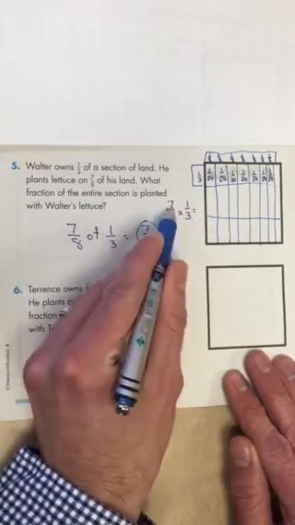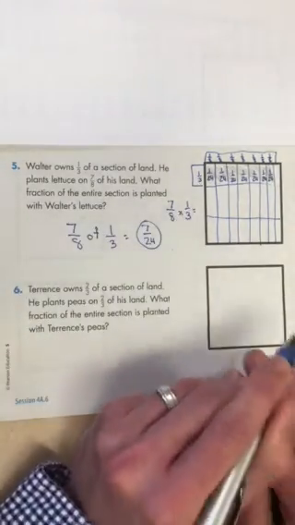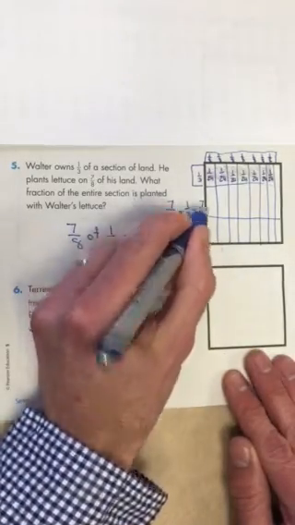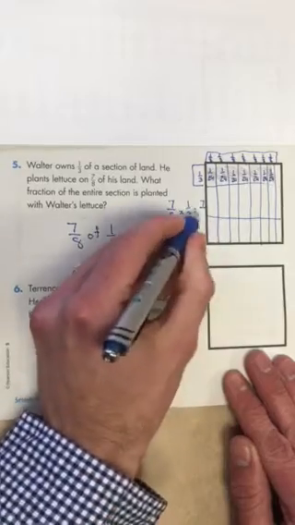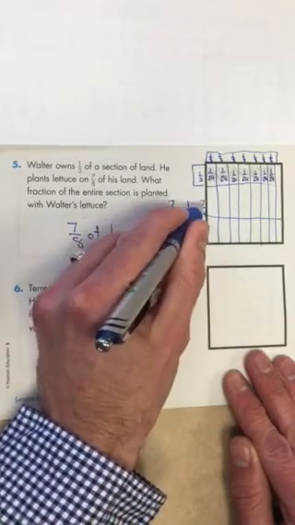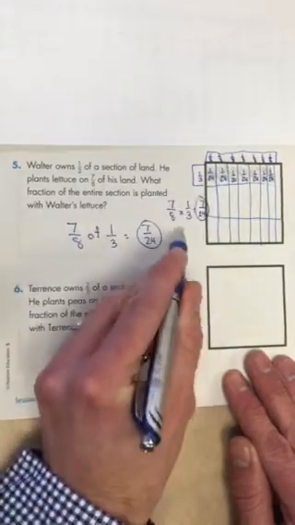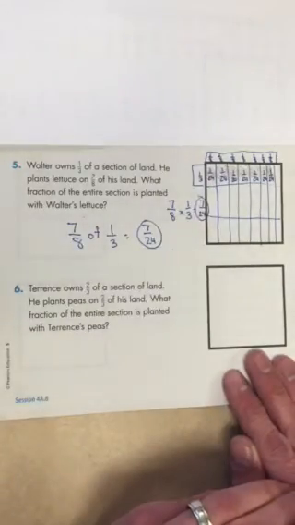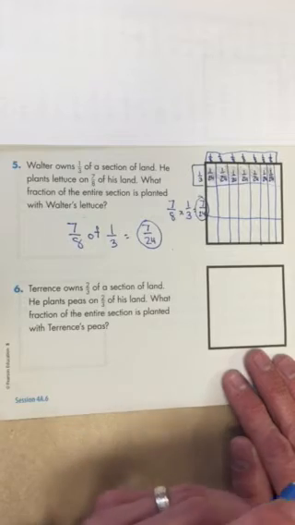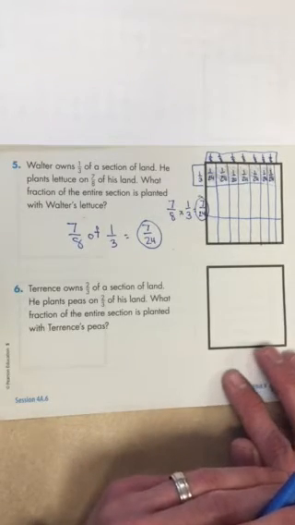I'm going to multiply the numerators. 7 times 1 is 7. Then I'm going to multiply the denominators. 8 times 3 is 24. You can see that whenever I multiply across, it equals the same amount that we have shaded in. Therefore, we know that we have the correct product.